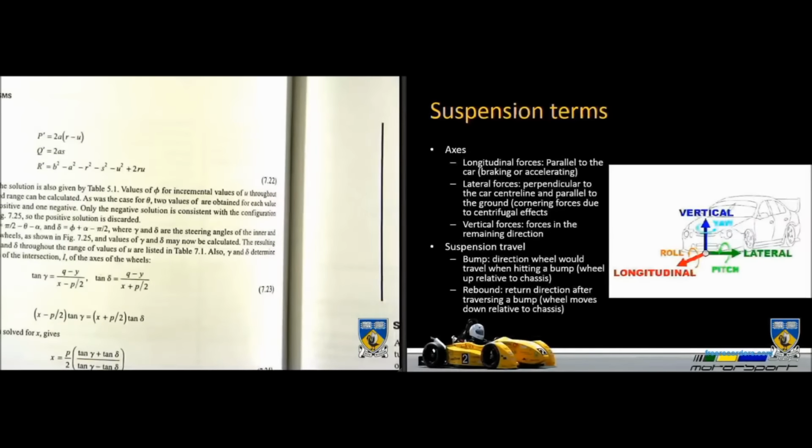Now, suspension travel, this is probably less relevant to this lecture, but for next lecture at least anyway. You've got bump, which is essentially the wheel moving up relative to the chassis. Think of it as going over a speed bump and it's going up, bump. And rebound is just a return direction, so it's just coming back down again. If you see rally cars and they're getting air over a crest of a hill and the wheel going down, that's rebound. You can see that pretty clearly as well, and it looks kind of cool.